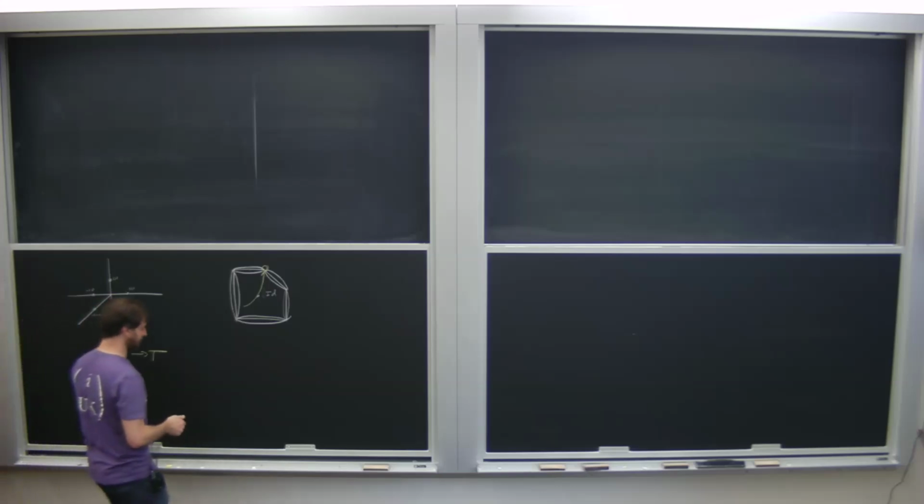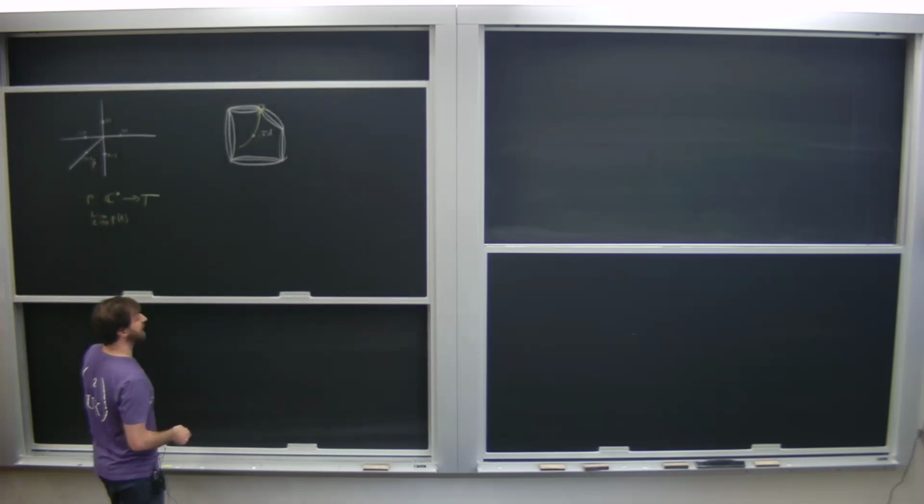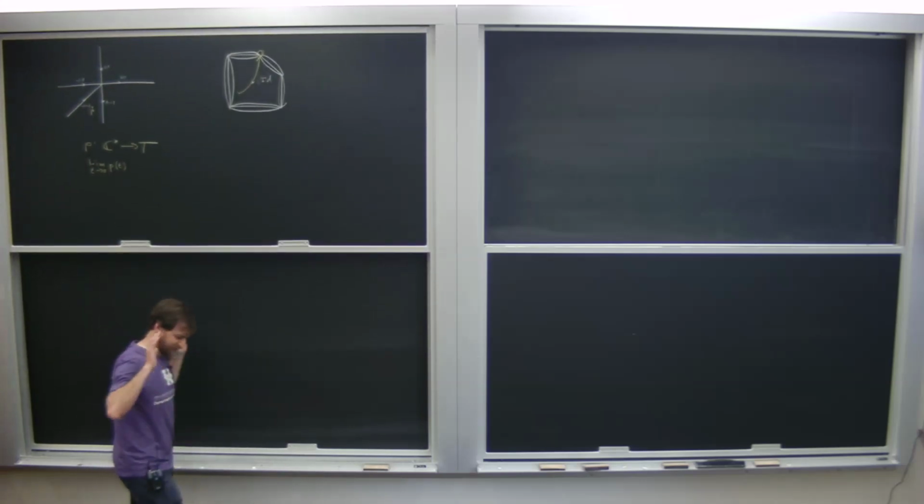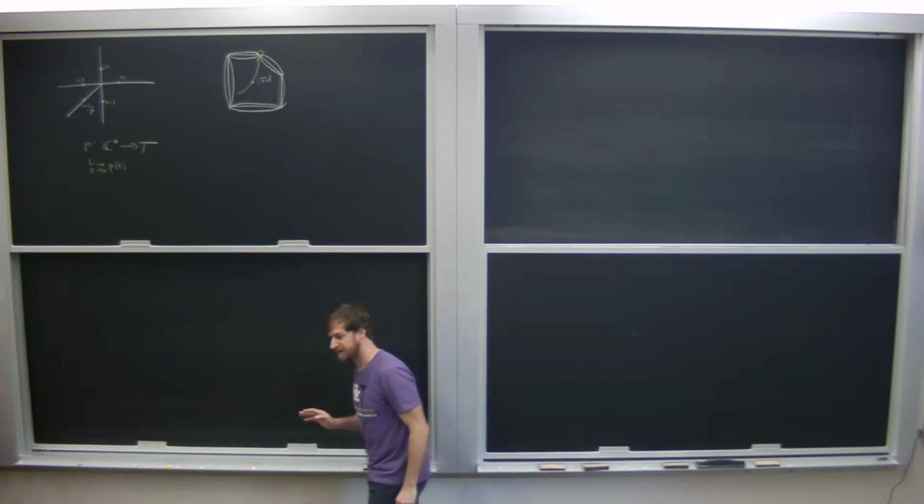All right, so this is the geometry of the base. Now we want to think about vector bundles though.